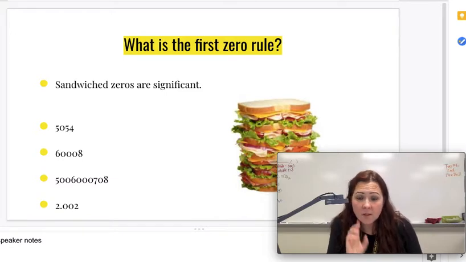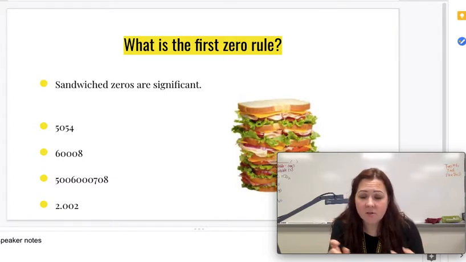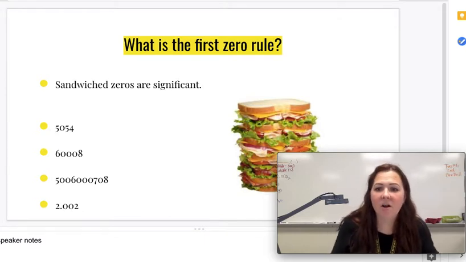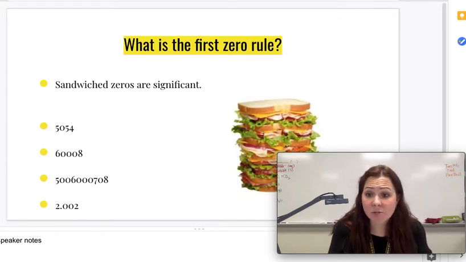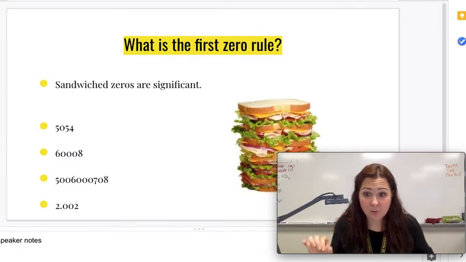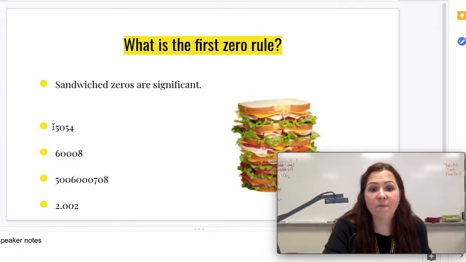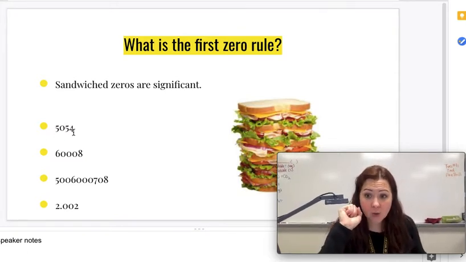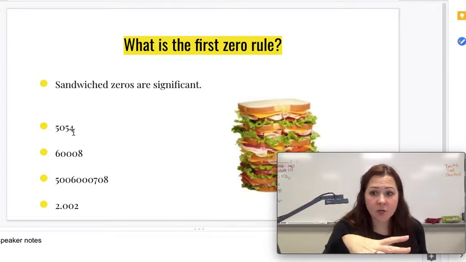The first one that counts as a real number is called a sandwich 0. I'm sure it has a more technical term than that, but that's just what I call it. A sandwich number acts like a digit that's 1 through 9. So like right here, the 5054. That 0 right there is acting like a real number. If we took it away, that number would completely change.